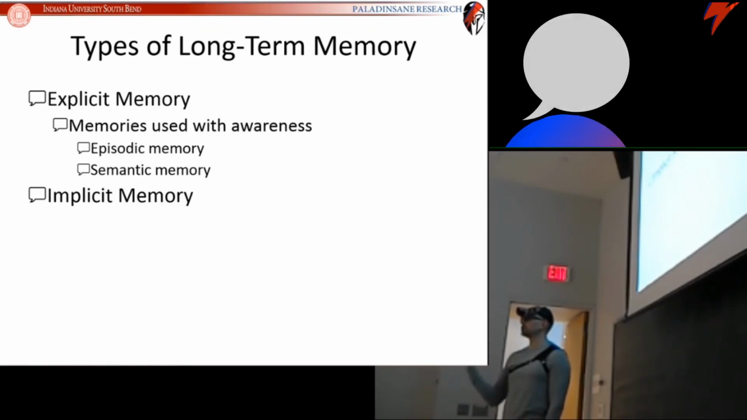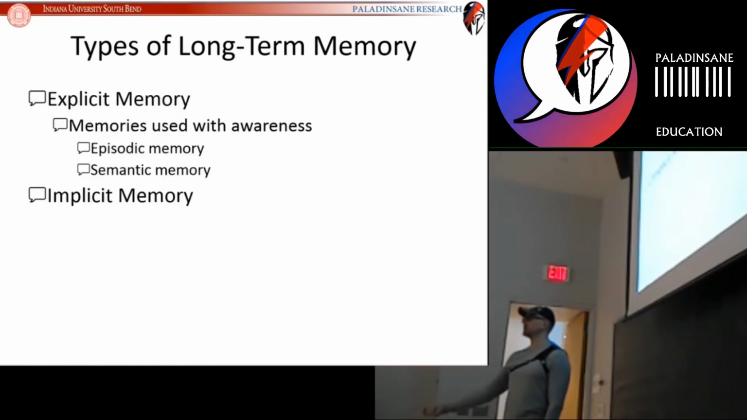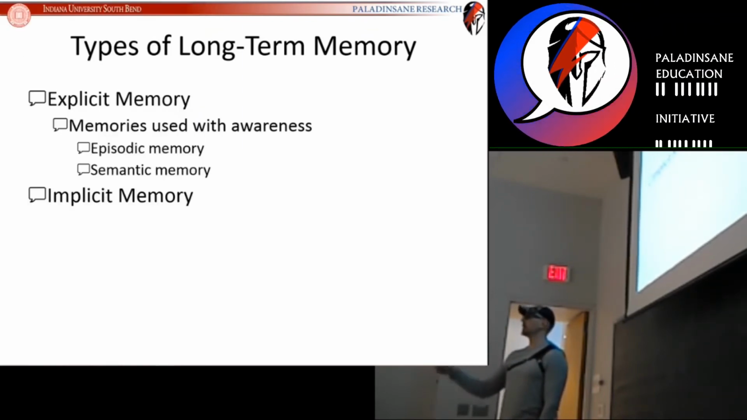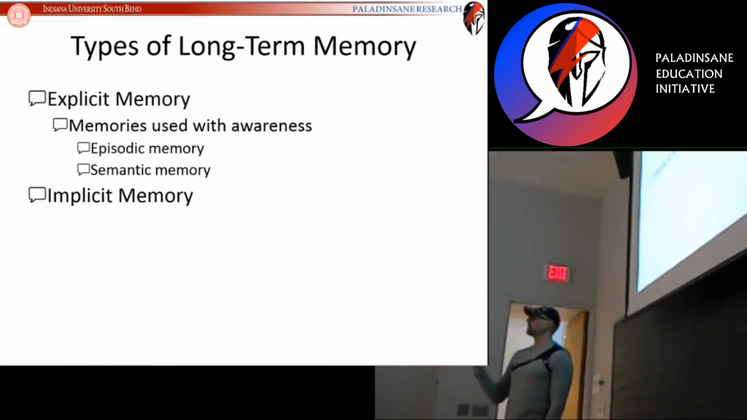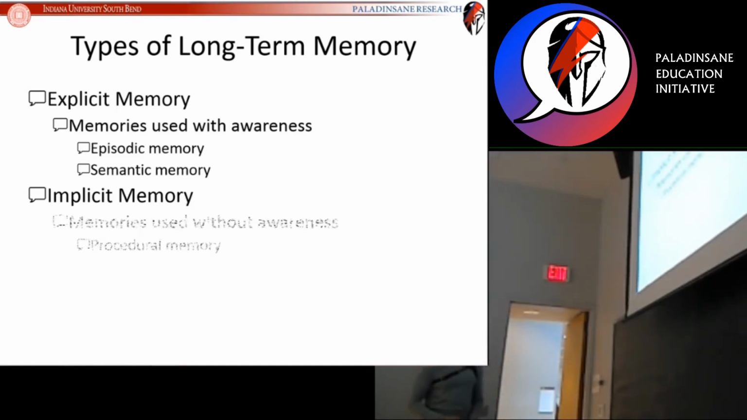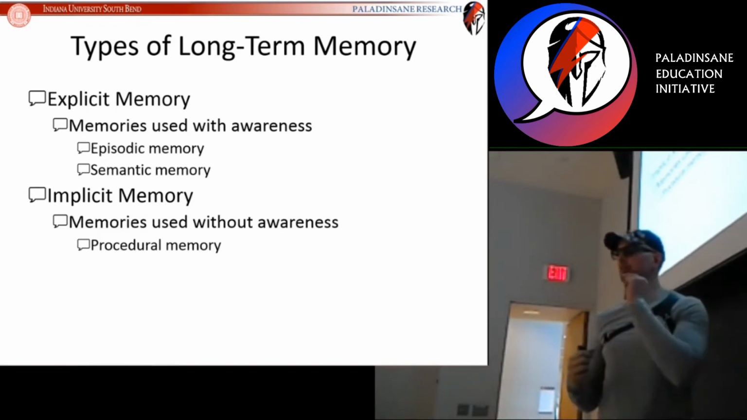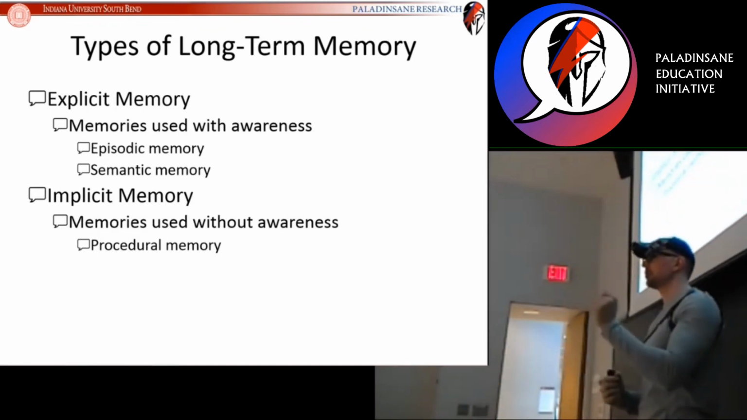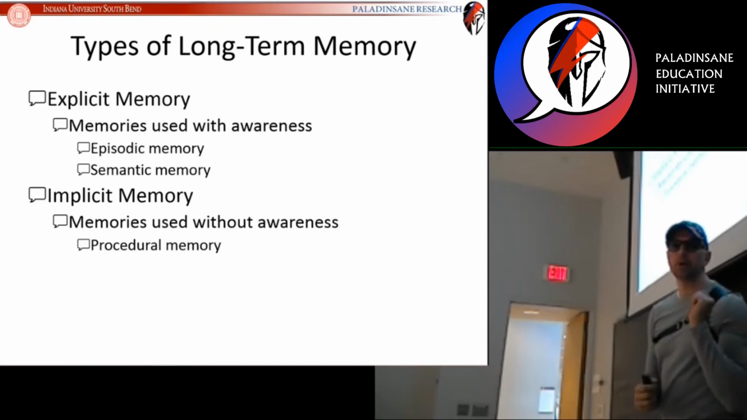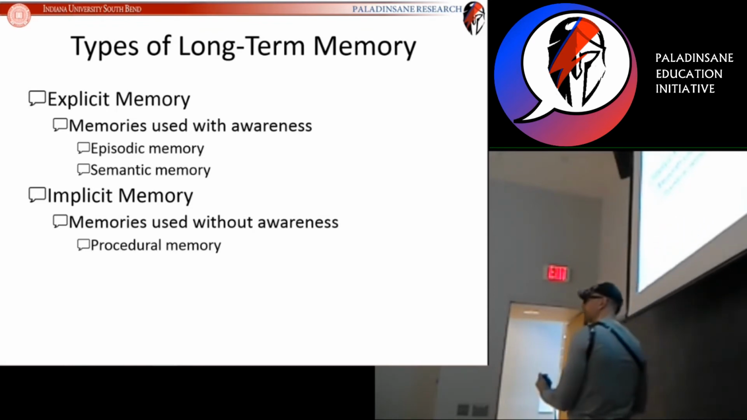So if somebody told you, do you know who the first president of the United States was? You can say, yes, I do, and I can tell you it's George Washington. I can be explicit about that. You can contrast that with implicit memory. And implicit memory are memories that you have, that your behavior indicates that you have, but you're not aware of them.